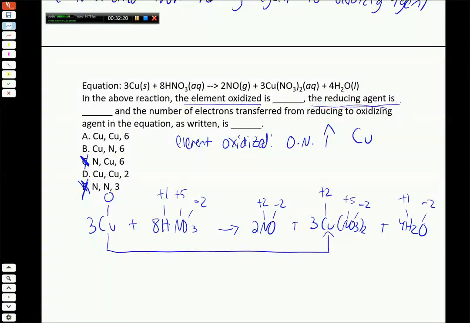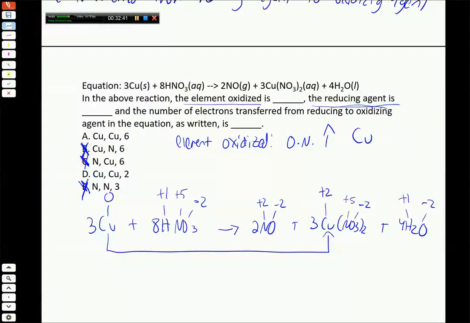So the reducing agent is the chemical species that copper is part of. Copper is by itself as a reactant. Remember, oxidizing and reducing agents, we're always referring to reactants. So if copper is by itself, copper is also the reducing agent. Species being oxidized is the reducing agent, so that means we can eliminate choice B.